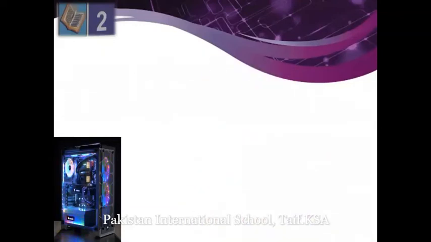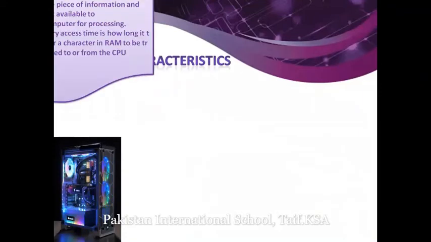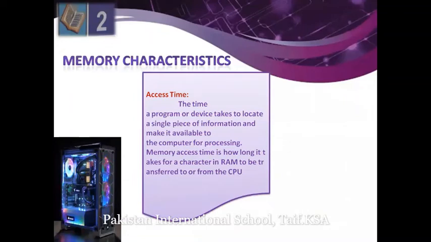The next characteristic is the access time of your memory. Access time means the time a program or device takes to locate a single piece of information and make it available to the computer for processing. Memory access time is how long it takes for a character in RAM to be transferred to or from the CPU. It is the time taken to retrieve data from memory. Access time is more in sequential access memory devices than in random access memory devices.